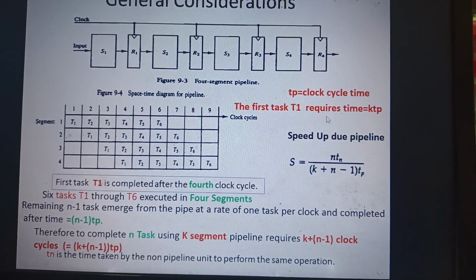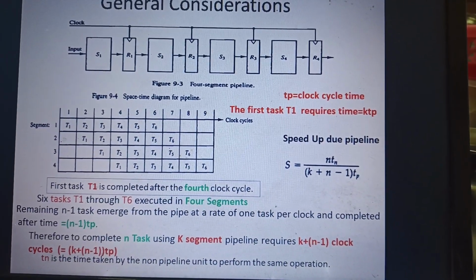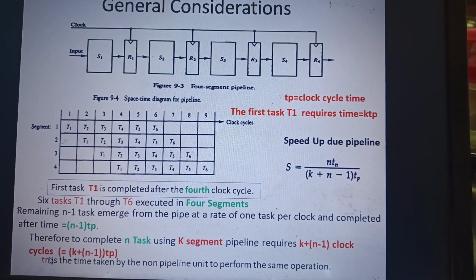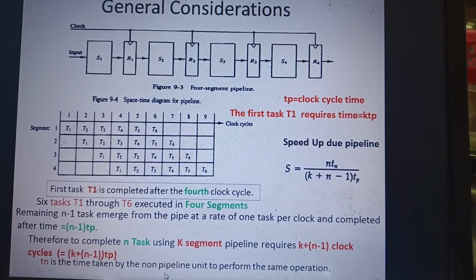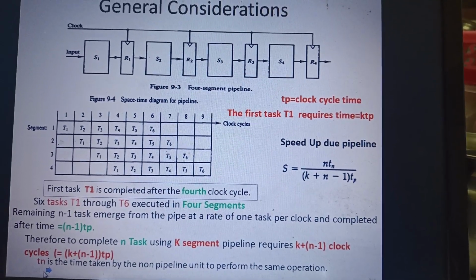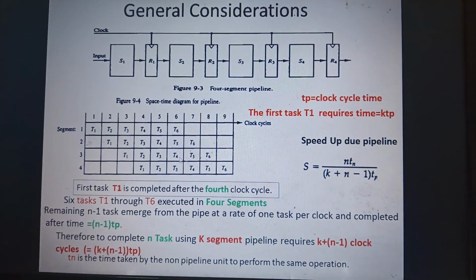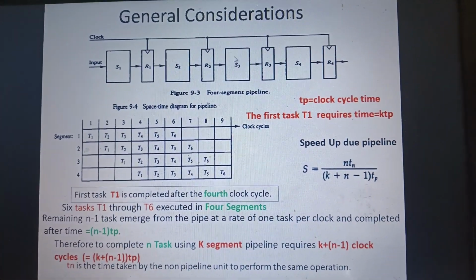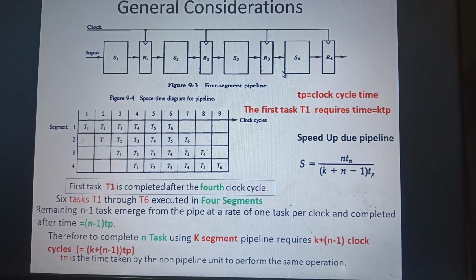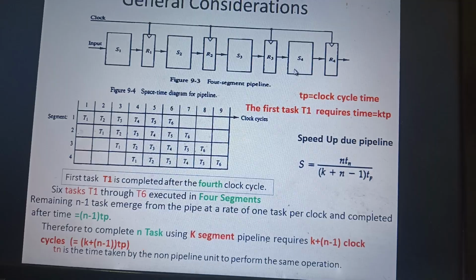Sorry, this is not T1. This is Tn. This Tn is the time taken by the non-pipeline unit to perform this. So if we assume the same operations, but I don't use this kind of sequential network, without pipelining networks, I will do these 4 operations without using the pipeline.